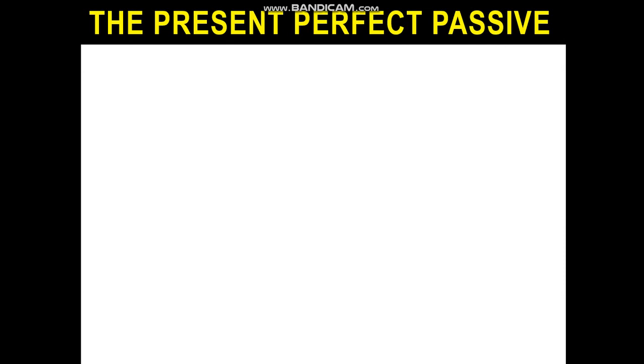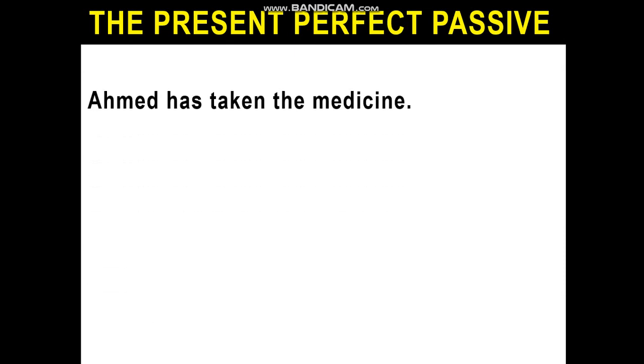Firstly, what's the present perfect in the active voice? Ahmed has taken the medicine. So we form the present perfect simple with verb to have, which is have or has, and the PP of the main verb. So this sentence is in the active voice. Ahmed has taken the medicine. Any sentence in the active voice must consist of three main parts. Firstly, the subject, which is Ahmed, and then has taken, which is the verb, and the object, which is the medicine.